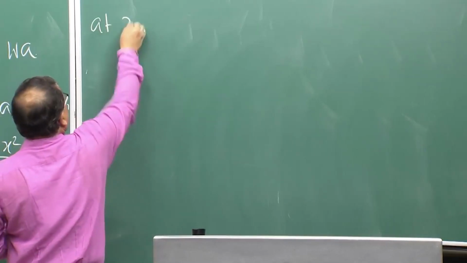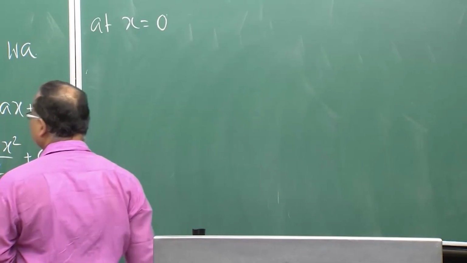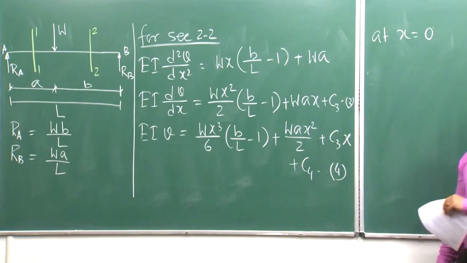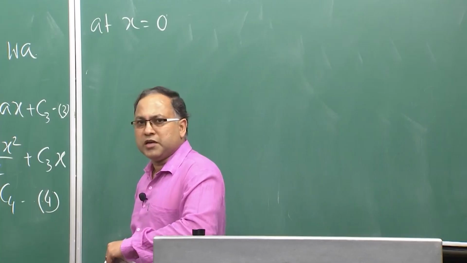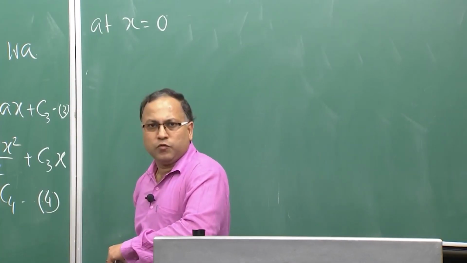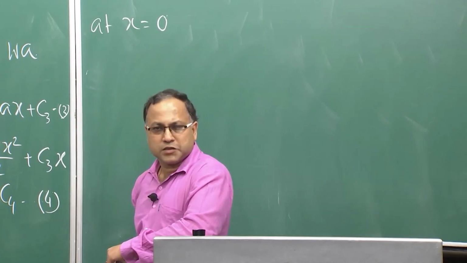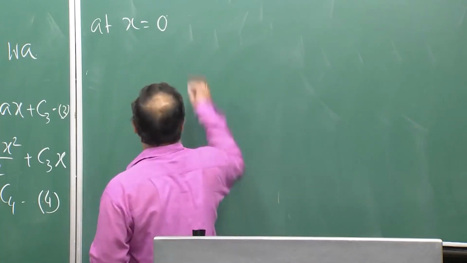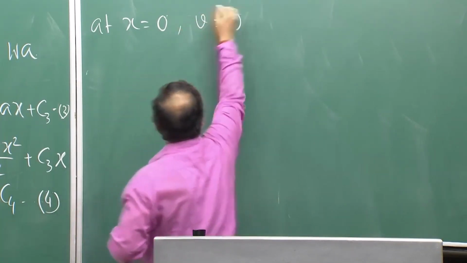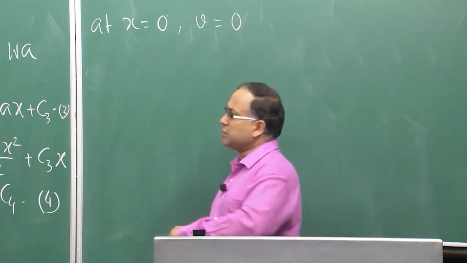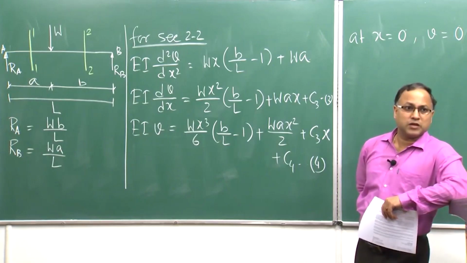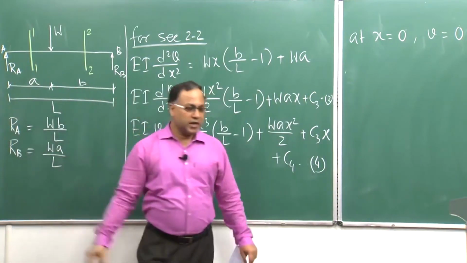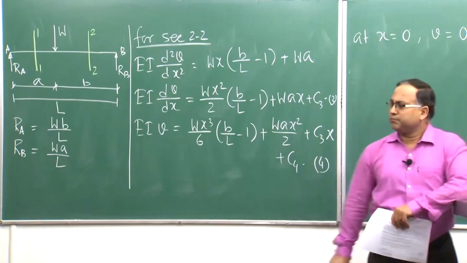So, what are the boundary conditions I can think of? You need at least 4 boundary or continuity conditions to find out all 4 unknown integration constants. First, at x equal to 0, I can say v equal to 0, that is the displacement is 0, because that is the support condition. At x equal to 0, that is at point A, there is no deflection of the beam.